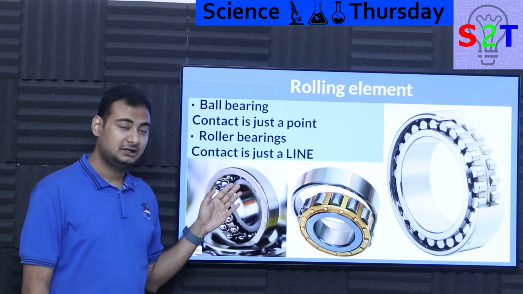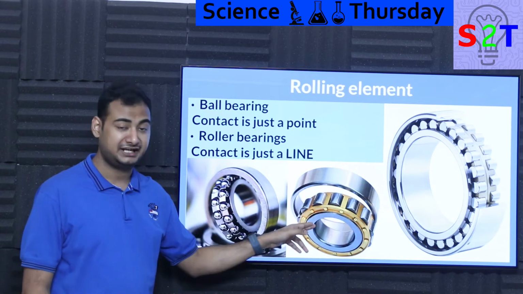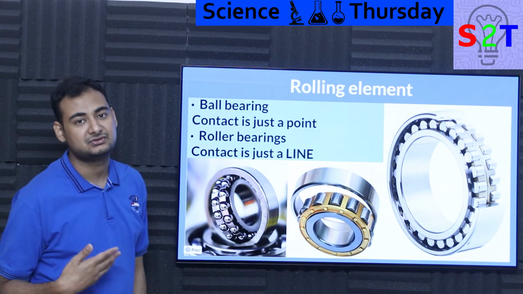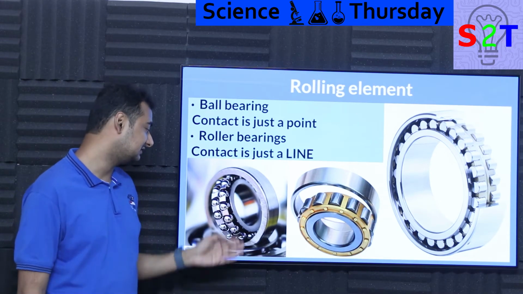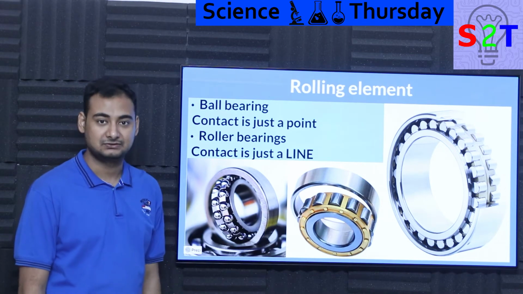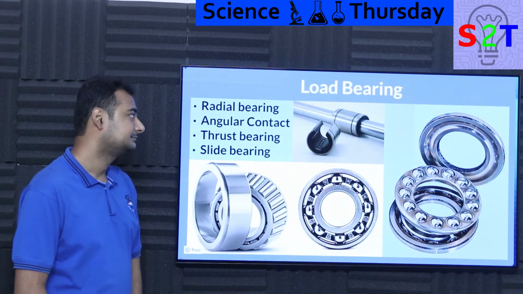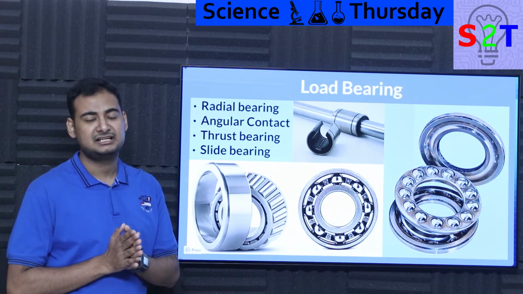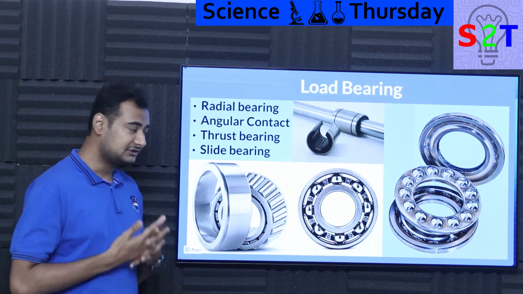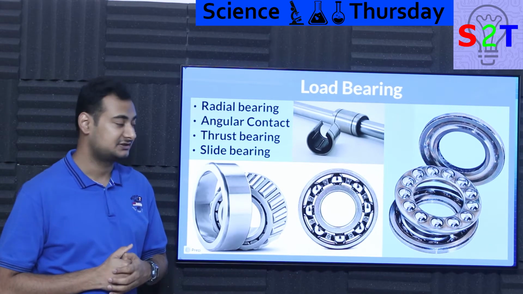So from a contact point of view, you have a line to deal with when you are talking about roller bearings. That's why roller bearings are generally used on heavy equipment. Your bicycle will most likely always have ball bearings, but car engines will generally have roller bearings. Now, bearings can be utilized in multiple configurations. Basically, they could try to do multiple things, and based on those things, you will have different kinds of bearing systems.